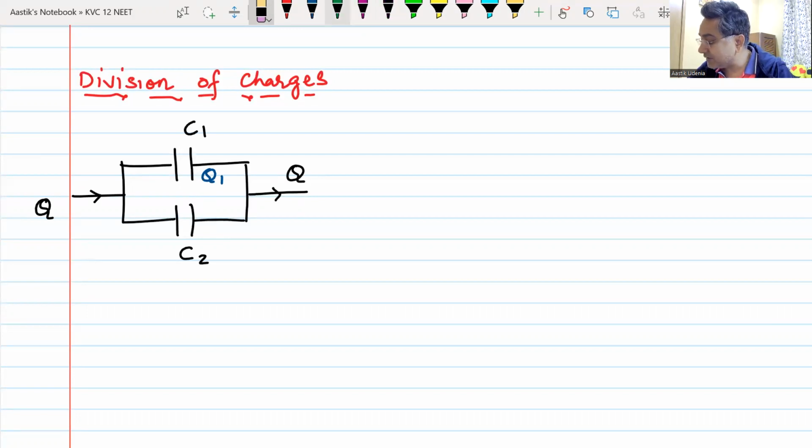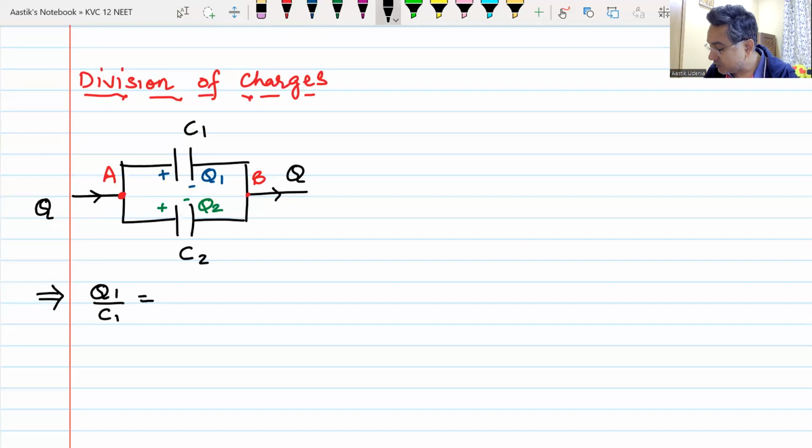So you can see everything is similar. Resistance has been replaced by capacitance. This will be the positive plate and this will be the negative plate. This will be the positive plate and this will be the negative plate. Again, if you take these 2 points A and B, the potential difference across these points will be the same. So you can write the same results. V, now remember, V is Q by C. So Q1 by C1 will be equal to Q2 by C2 in this case.